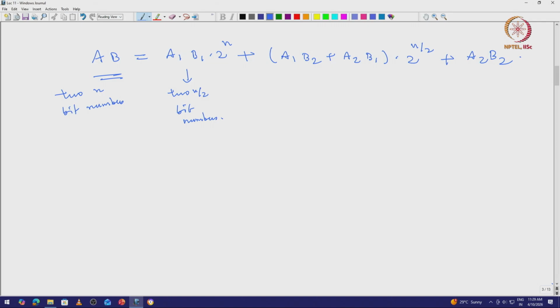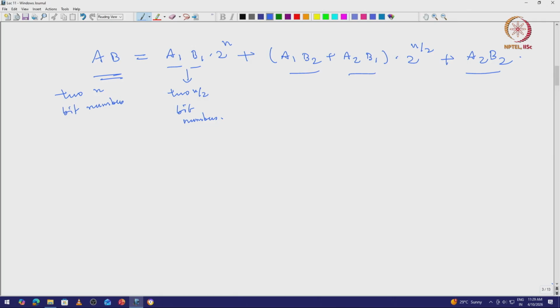Because A1 is the first half of A, A2 is the second half of A. Similarly, B1 is the first half of B, B2 is the second half. Their size is n by 2. Therefore, when you are saying A1 B1, you are actually multiplying two n by 2 bit numbers. Same, all these things are n by 2 bit numbers.